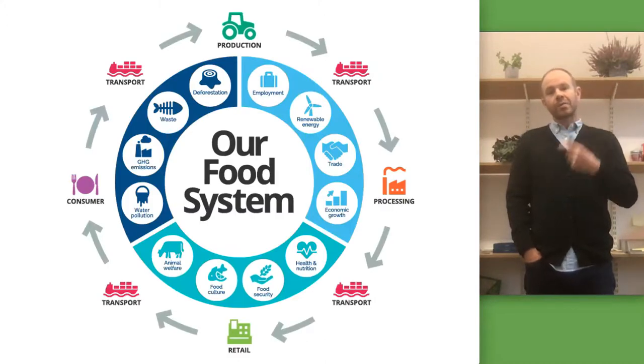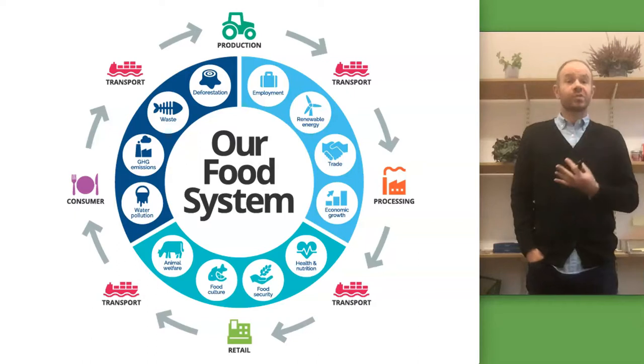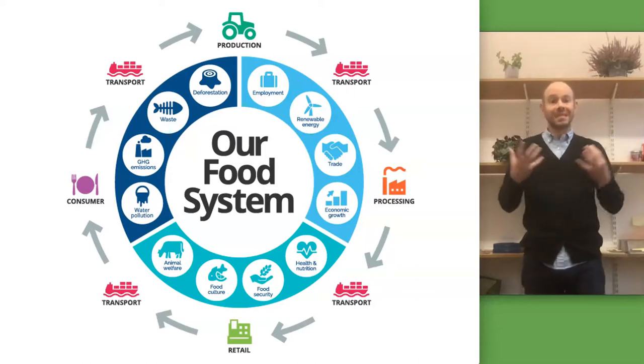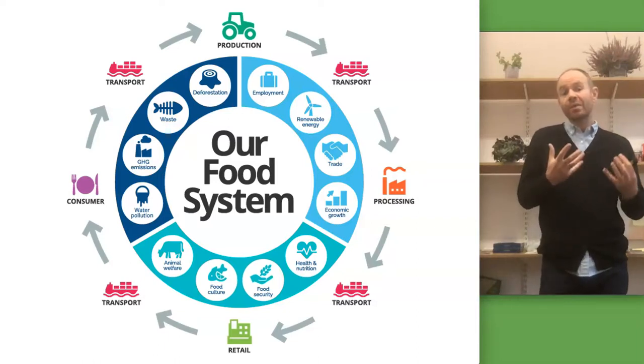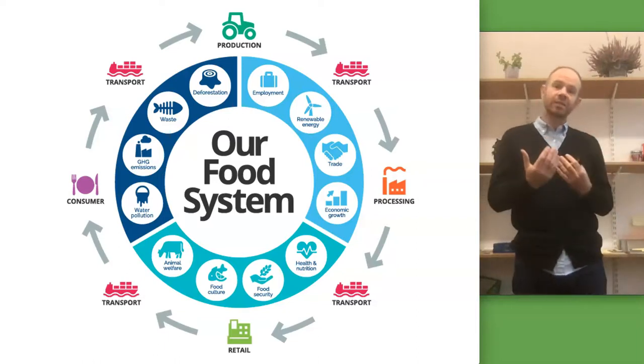Welcome back. This is a way that we can think of our food system. So our global food system is a system. It's incredibly complex. There's a lot of components. And we can think of systems at a lot of different levels.